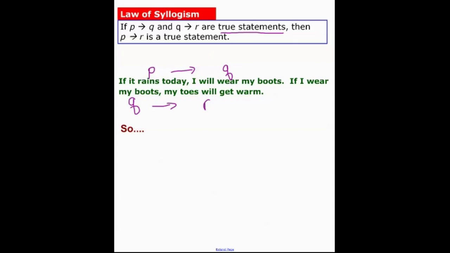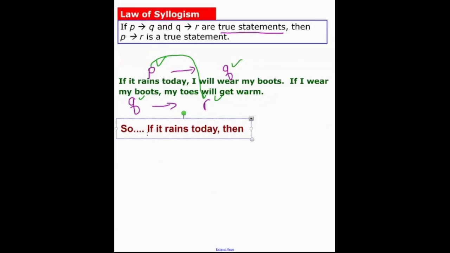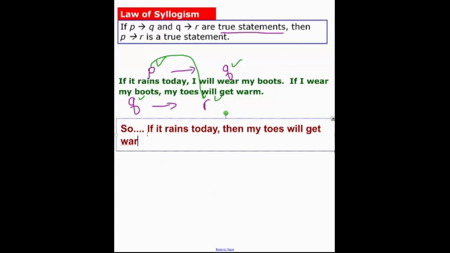It's all about being valid. So if it's valid, this is valid. This conditional is valid. If it rains today, I'll wear my boots. Yeah, I will. Maybe. And then if I wear my boots, my toes will get warm. Yeah, they will. So that is valid and that is valid. If these are all true statements, then I can go from this guy right to here. And let me type this in because I have nasty little handwriting skills. And so I could say, if it rains today, then my toes will get warm.